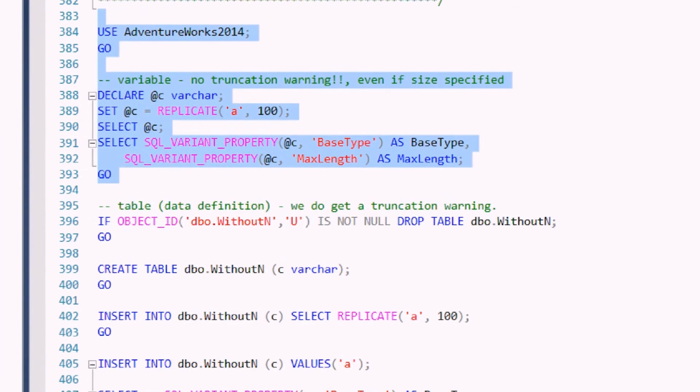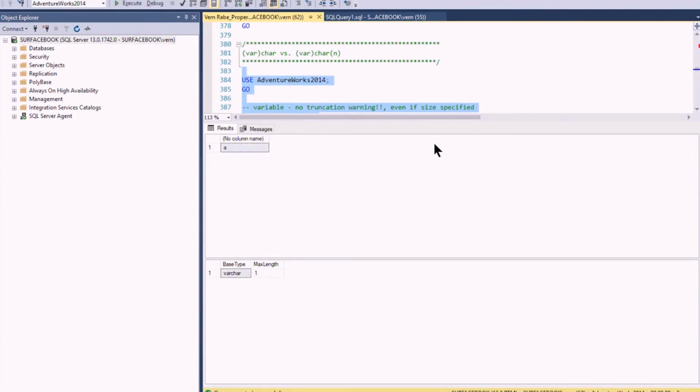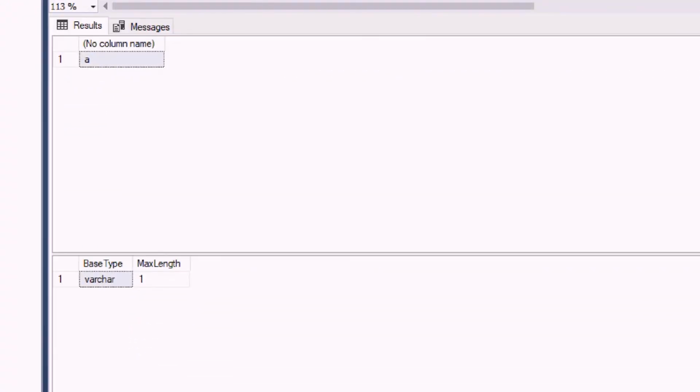So the first thing I'm going to do is create a variable, and I'm going to give it a data type of varchar without specifying the size, and then I'm going to stuff into it 100 characters of the letter A. And then I'm going to use my wonderful SQL variant property to take a look at that variable and see how big it is. And when I do that, I have one character, and sure enough, it's a varchar 1. So with variables, if you don't specify it, it's one character.